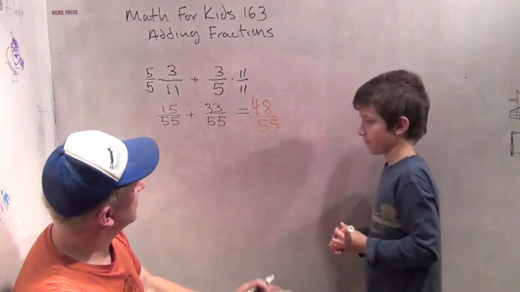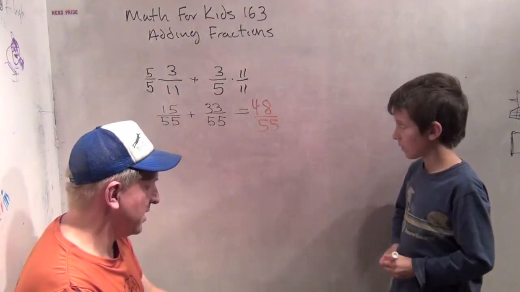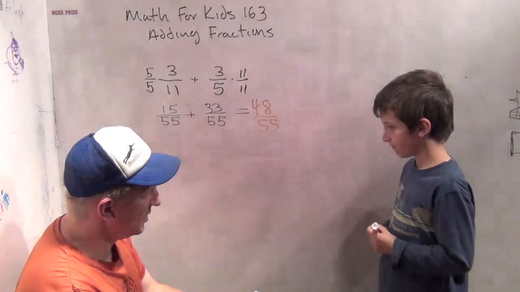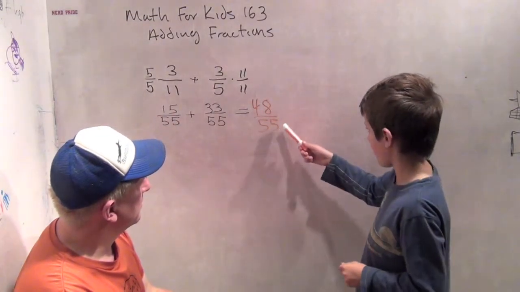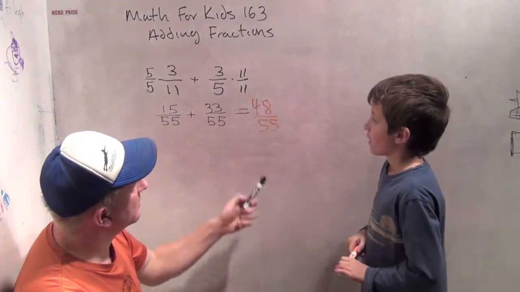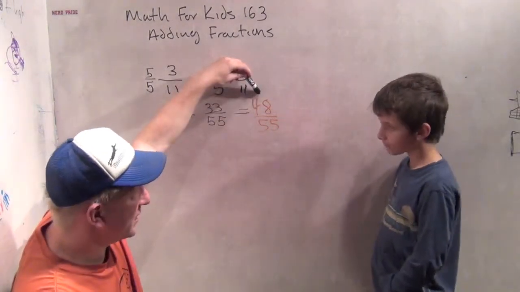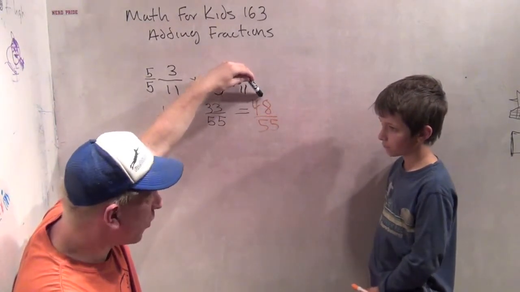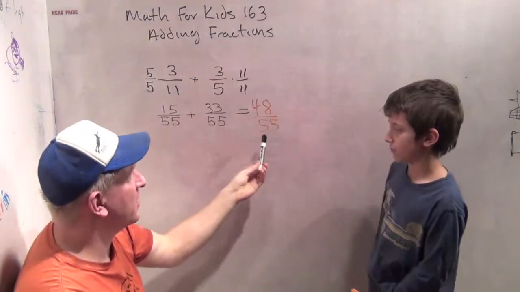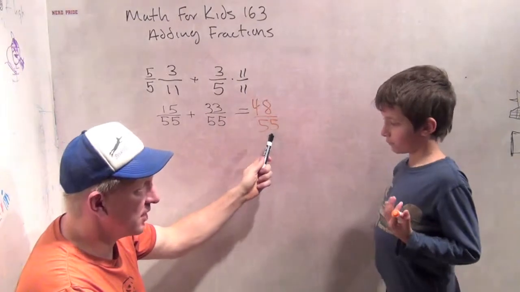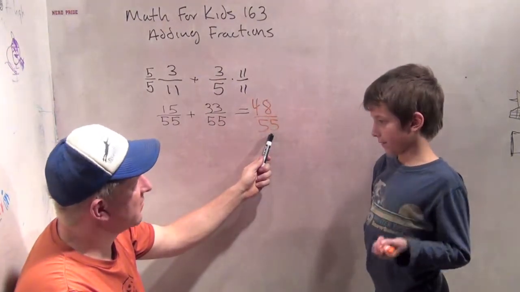And we might wonder, is 48/55 a fraction that can be simplified? Well, 55 is 5 and 11. A lot of things go into 48: 1, 2, 3, 4, 6, 8. So factoring 48 is hard, but factoring 55 is easy. It's only divisible by 5 and 11.